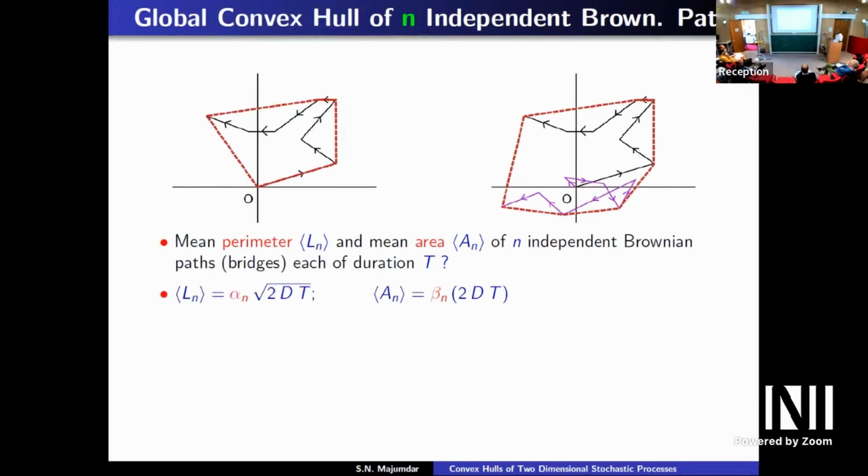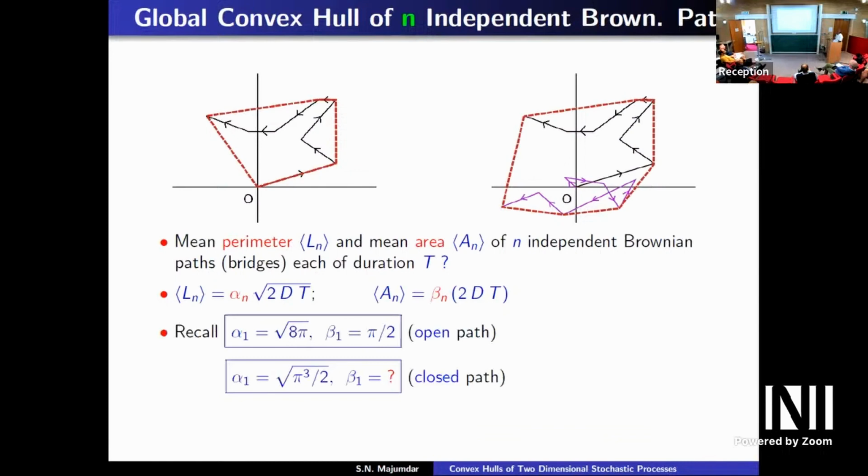And I remind you, what you would expect, as I said, is that the average perimeter will grow like square root of 2Dt, and the average area will go like 2Dt. But these coefficients, alpha n and beta n, depend on the number of animals. And the problem I want to address is how they depend on n. I remind you that for n equal to 1 walker, the known results for the open path were square root of 8 pi and pi by 2, these two coefficients. And for the closed path, this was square root of pi cubed over 2, and beta 1 was not known. All right, so that's the problem. I want to know the n dependence of alpha n and beta n.